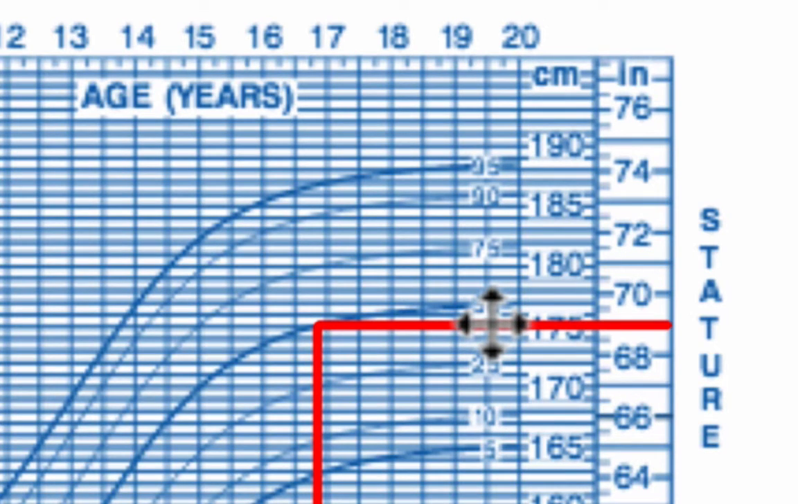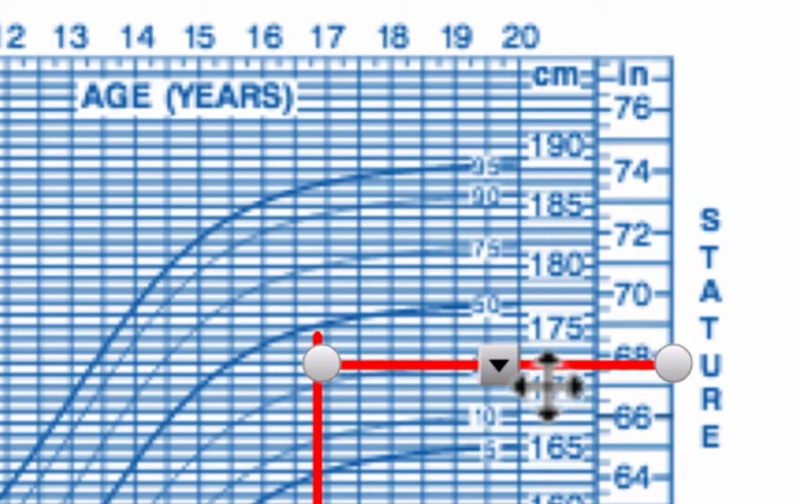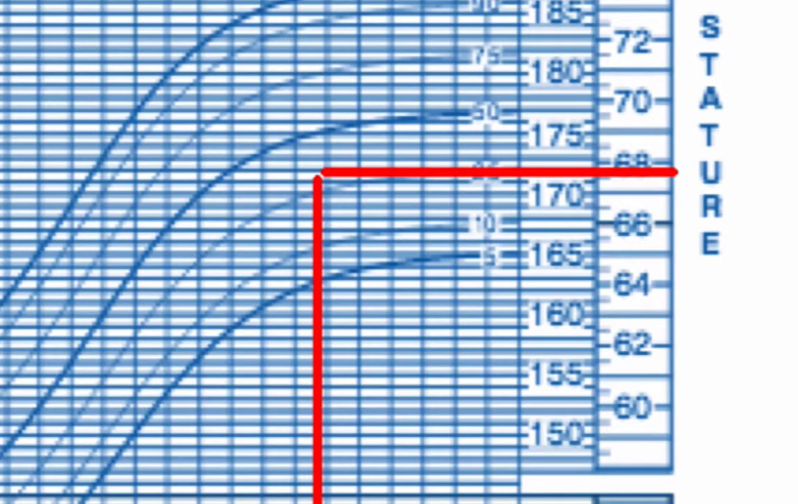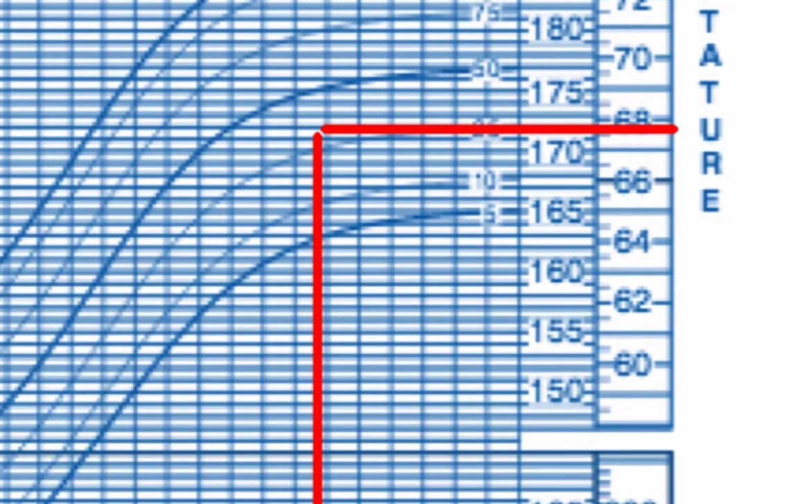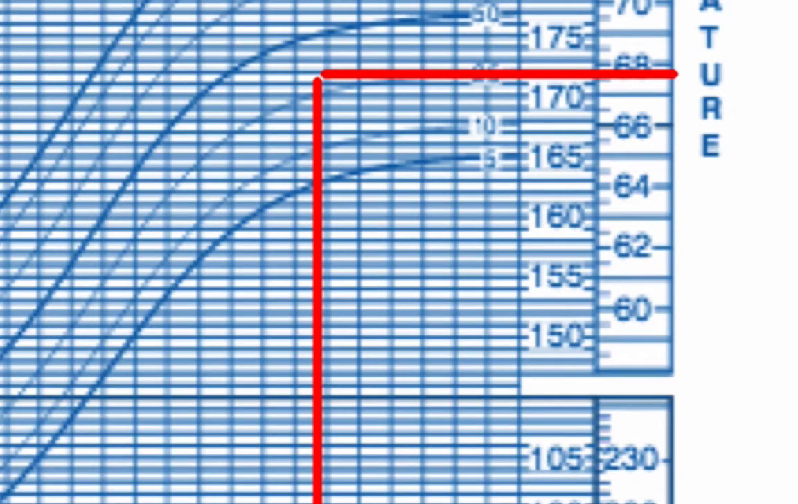By the same token, if you are in the 20th percentile, so if I move this down to the 20th percentile, then that means that you would be about 172 centimeters tall if you are in the 25th percentile. That means that 25% of the population would be shorter than you, and 75% of the population would be taller than you.